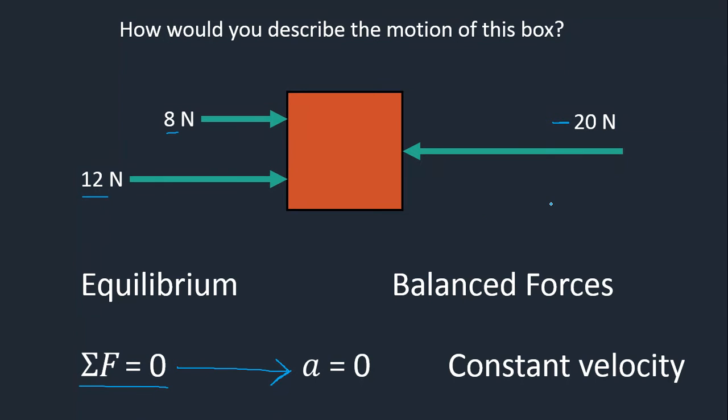Now, notice that I did not say that this box is at rest. Remember, we do not know whether or not this box is at rest. It could be, but all we truly know is that it is moving with a constant velocity. It could be a constant velocity of 0 meters per second, but for all we know, this is moving at 10 million meters per second. All we know for sure is that it is not accelerating.